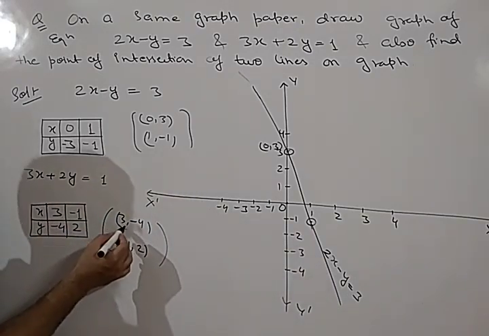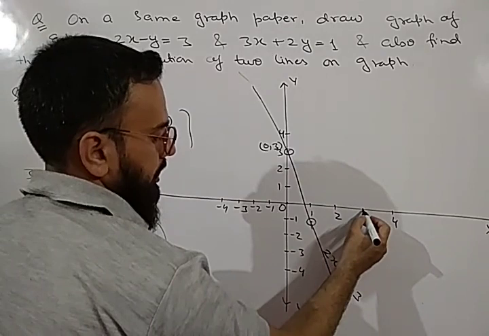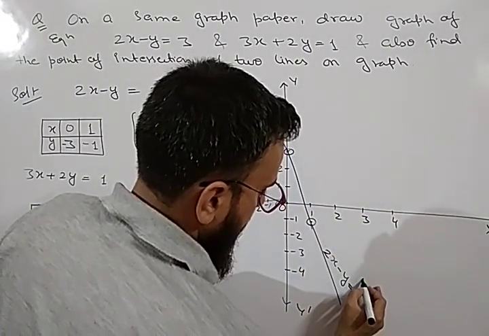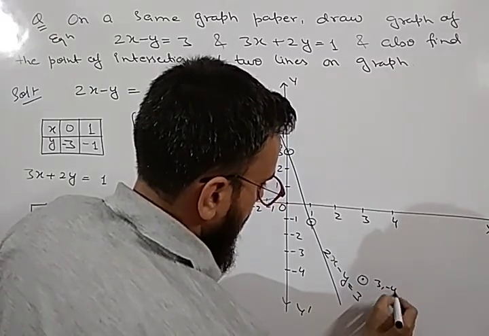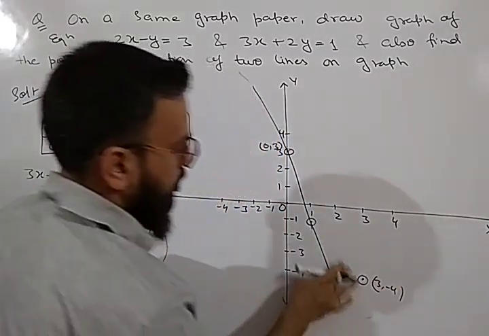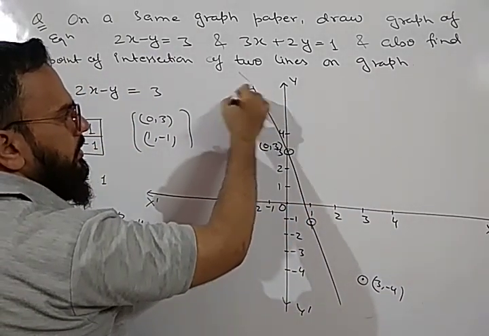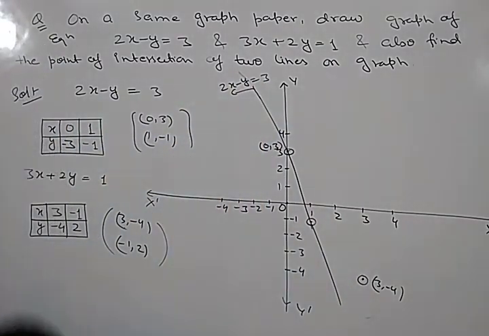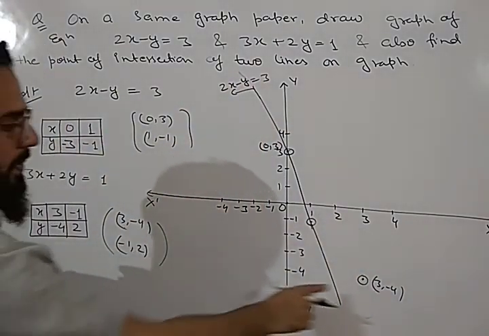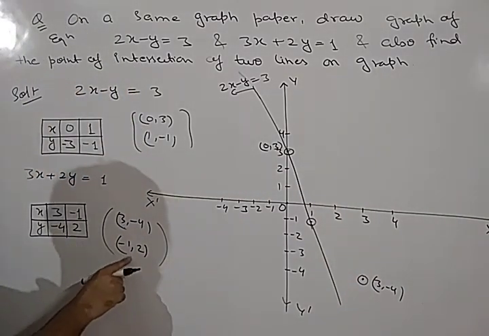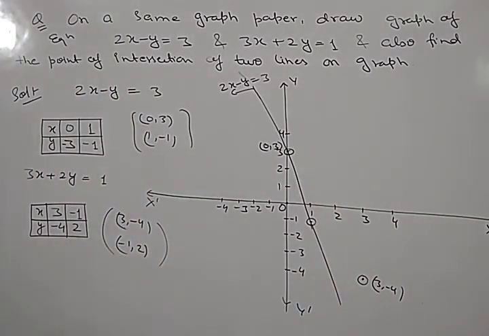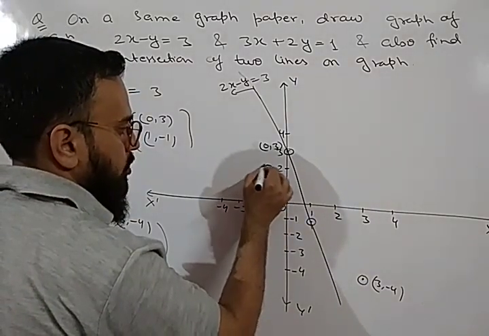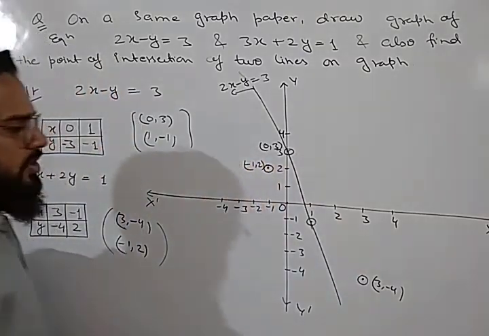The second equation point is 3, minus 4. So x equal to 3 and at x equal to 3, y is equal to minus 4. So this will be the point 3, minus 4. You will write it here, 2x minus y equal to 3. Now the first point is 3, minus 4, and the second ordered pair is minus 1, 2. So where will be minus 1, 2? This is minus 1 and this is 2. So this is our second point, minus 1, 2.